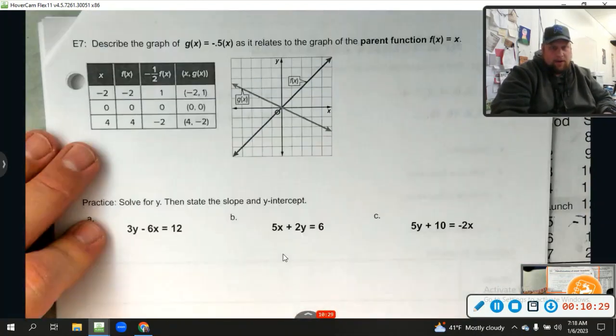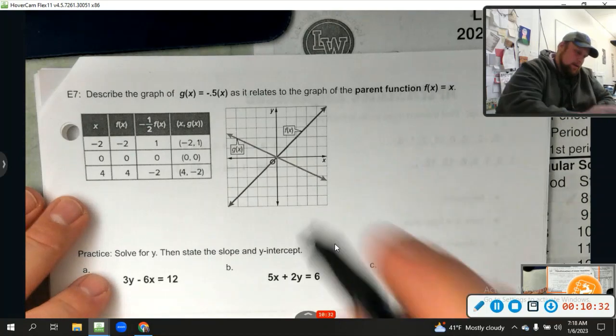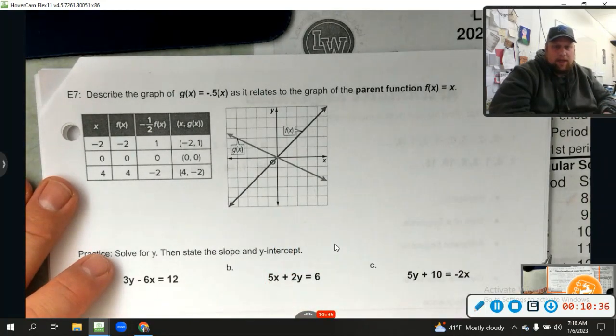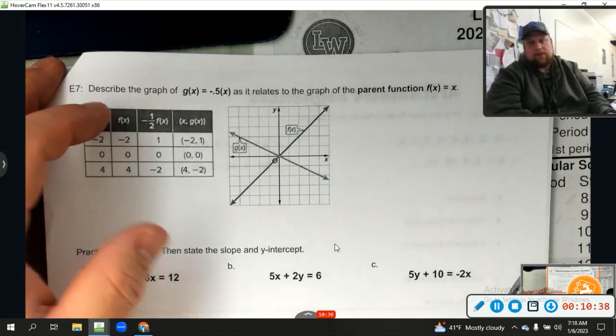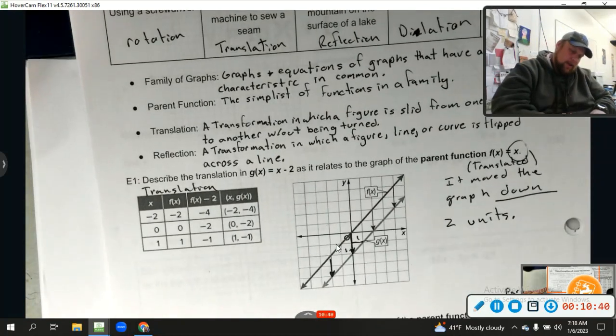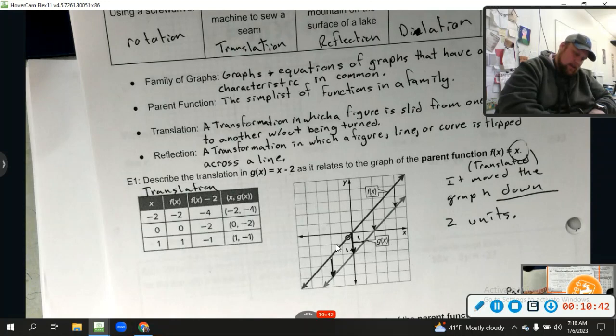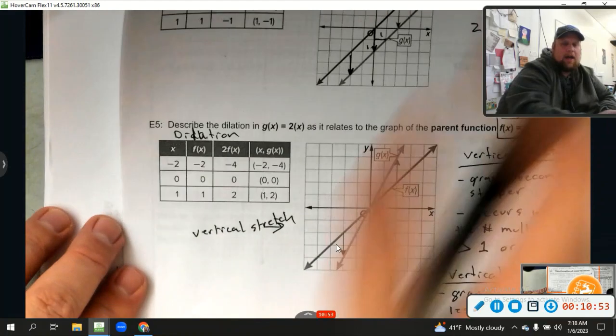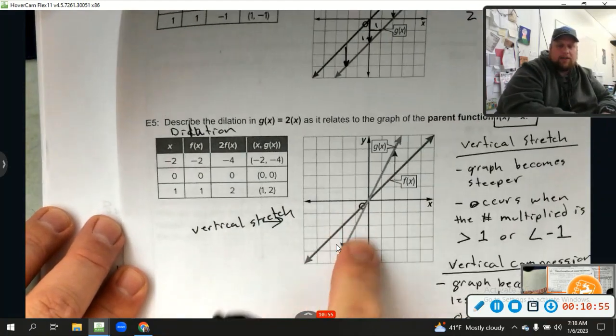It says, let's just move it on up here. Describe the graph of g of x equals -0.5x as it relates to the graph of the parent function f of x. I did forget to say over here, by the way, what is this? This is a vertical stretch. I said it, but we should probably write it down. This is a vertical stretch, okay, because it stretched it up.